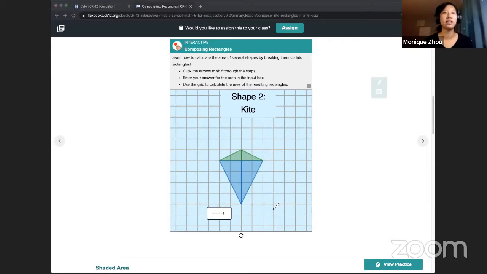Let's see. The interactive has 2 green triangles and 2 blue triangles. So maybe what I can do is maybe do something with that triangle and that triangle. Let's see what happens when I use the interactive.